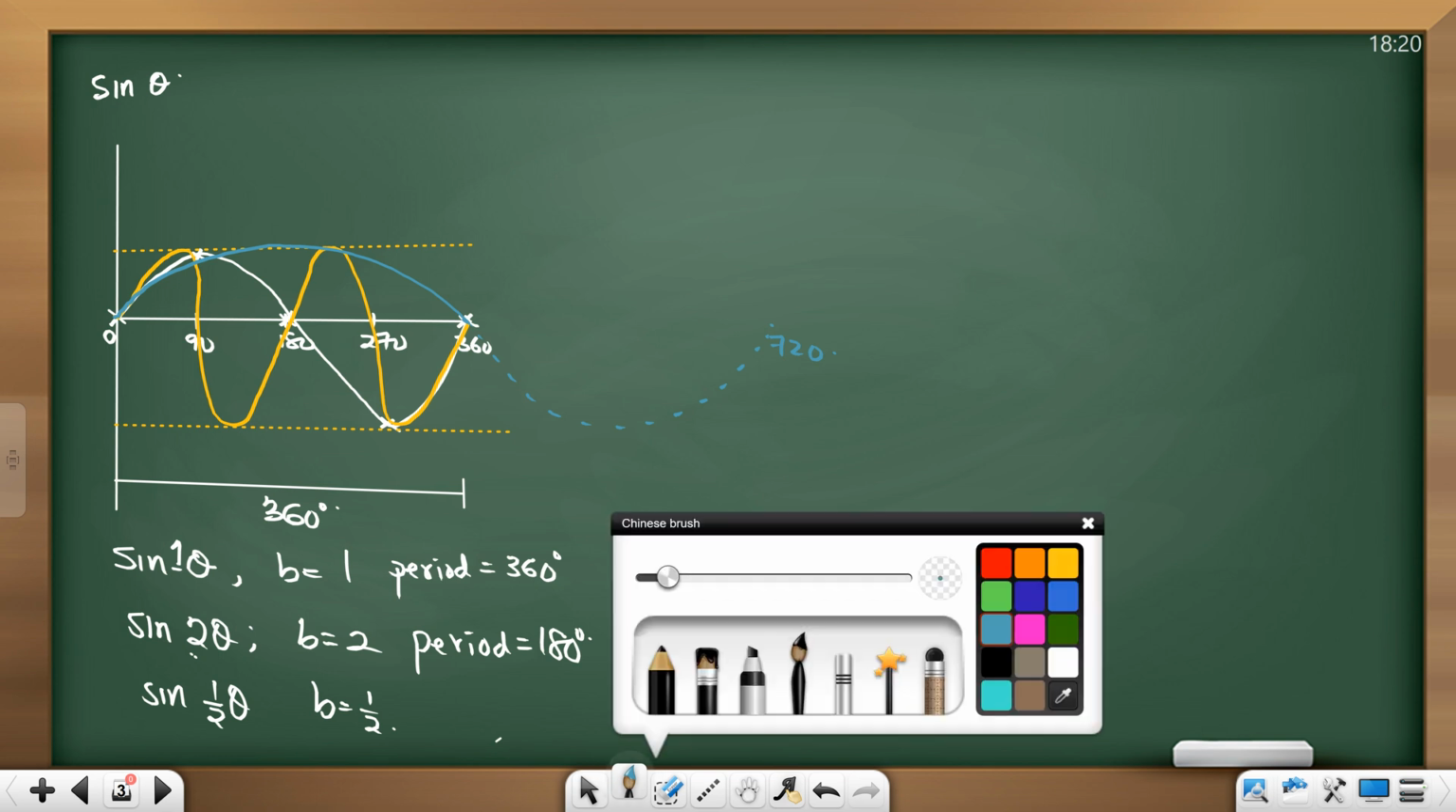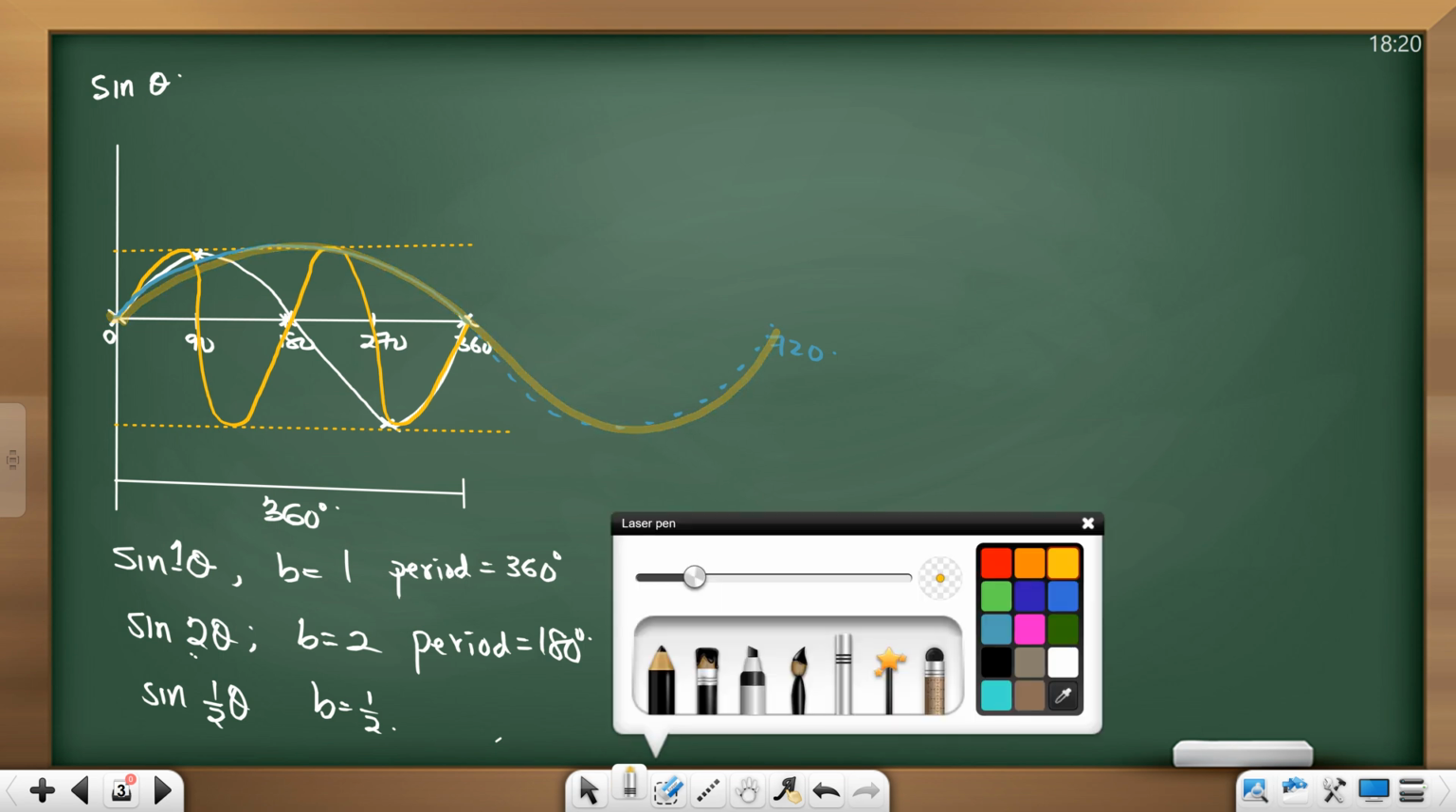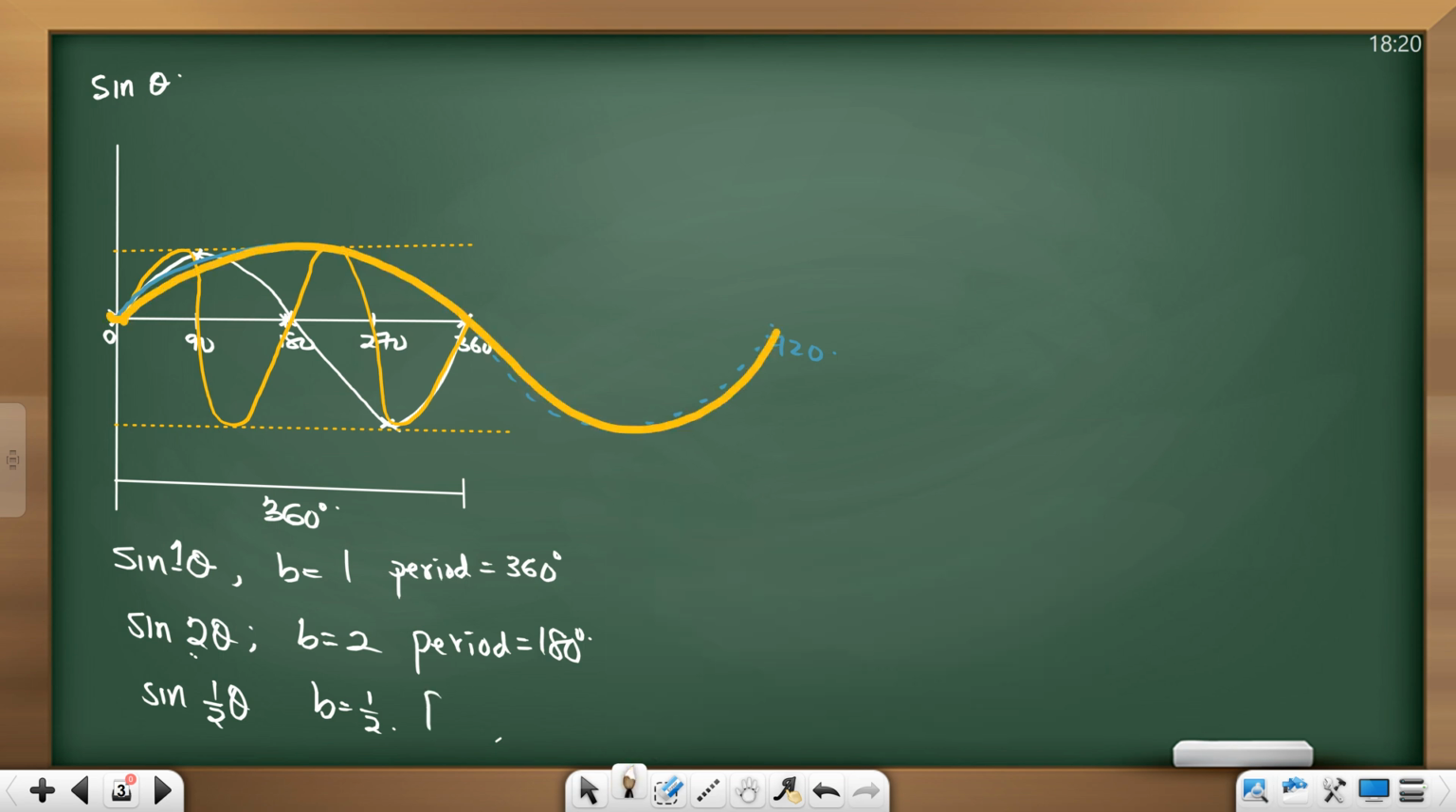So what is the period? The length of 1 full graph. 1 full graph is like this. What's the length? 720. Yeah, you still look lost. Talk to me if you are lost.